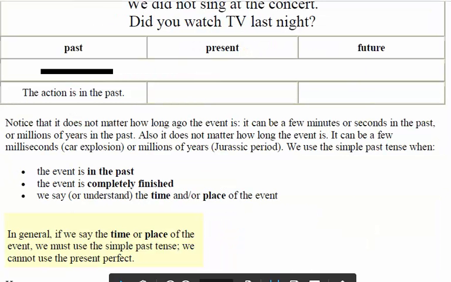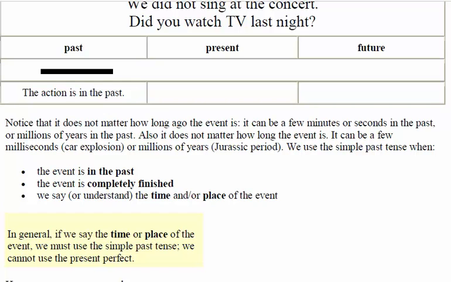So notice, students, that it does not matter how long ago the event was. It can be a few minutes or seconds in the past, or millions of years in the past. Also, it does not matter how long the event is. It can be a few milliseconds, like a car explosion, or millions of years, like the Jurassic period.